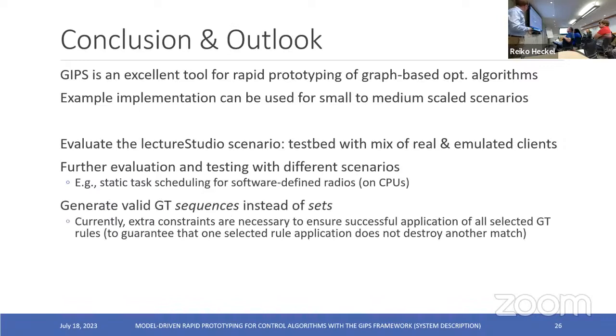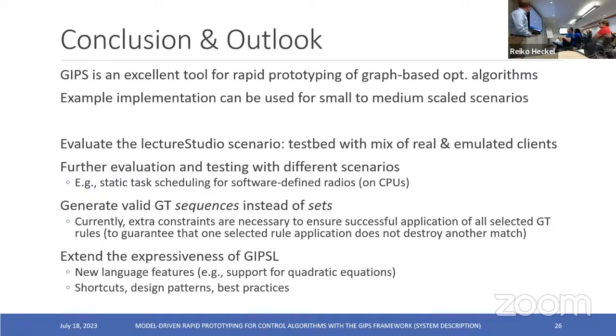Another big point on our to-do list is the generation of valid GT sequences instead of sets. Currently the GIPS framework outputs a set of rule applications, and there is no guarantee that you can apply all of these GT applications without breaking, for example, a match of the following application. You can ensure it if you use additional constraints in your specification part, but GIPS itself does not guarantee it.